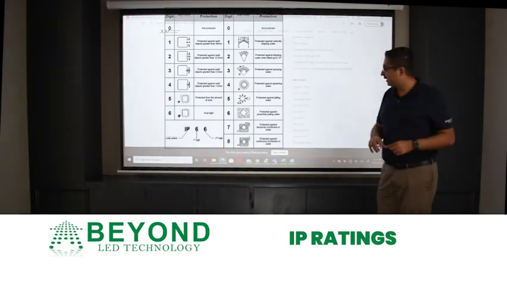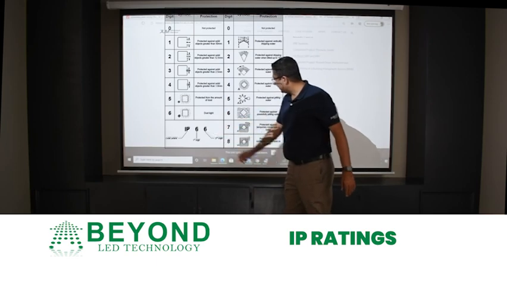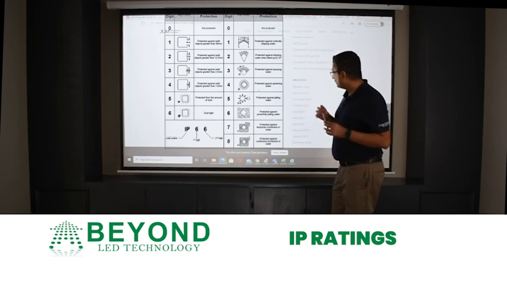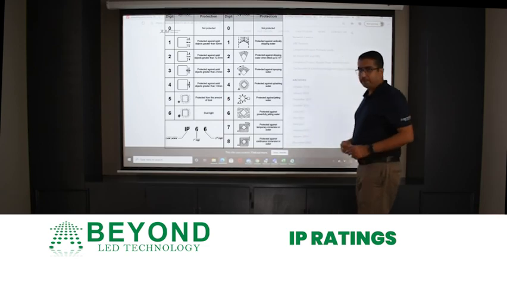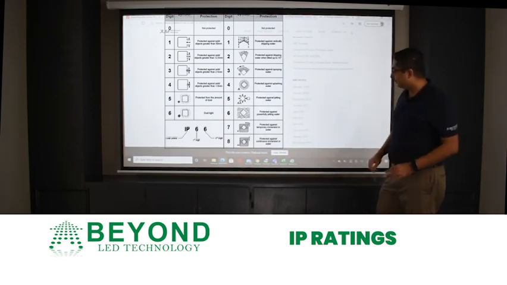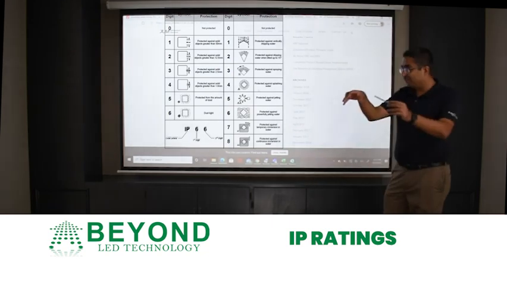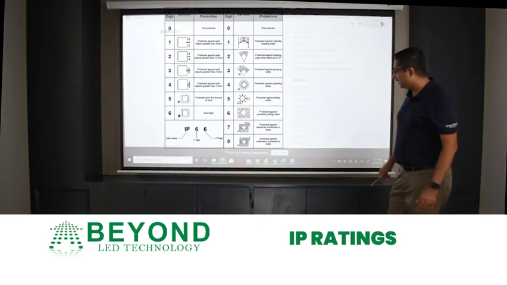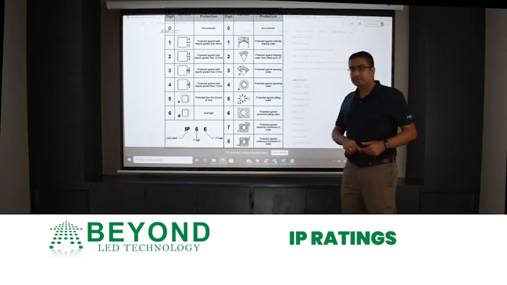Now if you look at IP66, again the 6 is dust tight, and the second 6 is protected against powerfully jetting water. IP67: dust tight, and 7 is protected against temporary immersion in water, so the product can go inside the water. And IP68 is protected against continuous immersion in water.